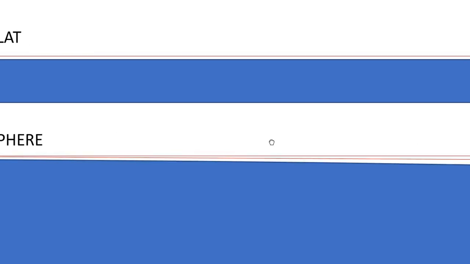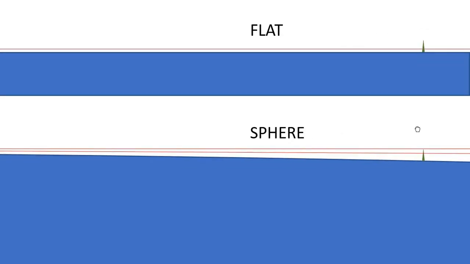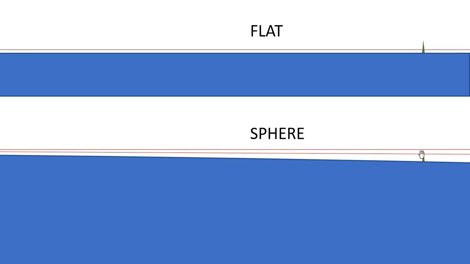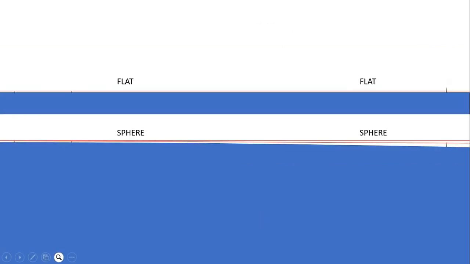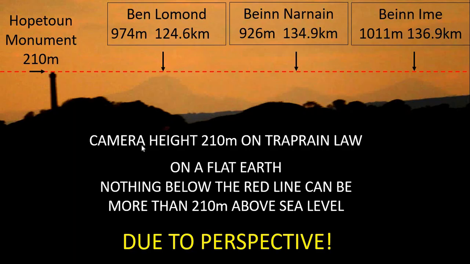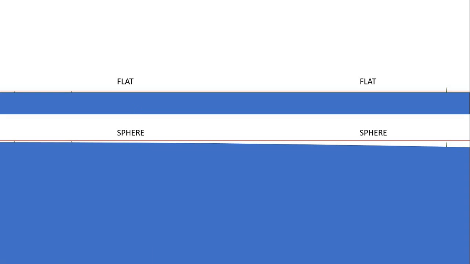If we follow that line across, you can see that indeed we should be able to see above the hill a significant portion of Ben Lomond on a spherical Earth. Exactly as we do. Looking over the top of Byers Hill, we see a significant portion of Ben Lomond on the spherical Earth. So the spherical Earth model matches exactly what we predict on a spherical Earth and is utterly different to what you'd expect on a flat Earth.